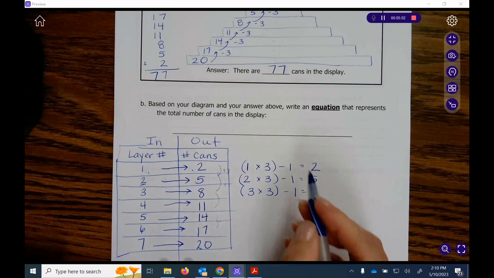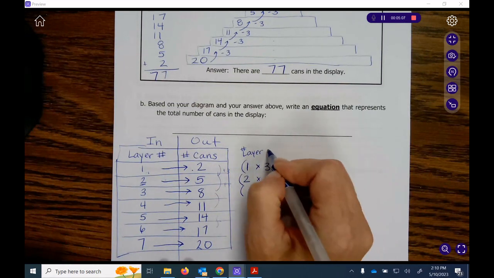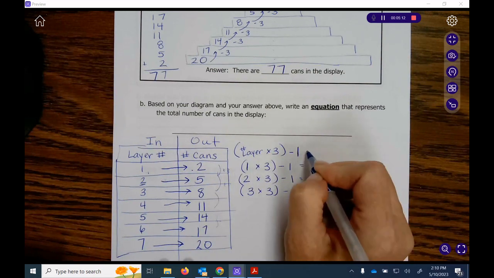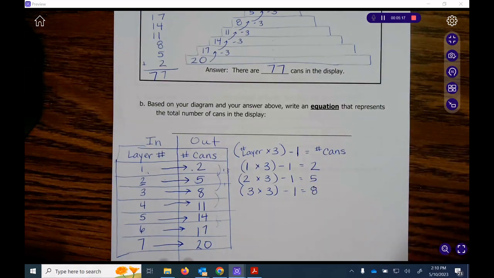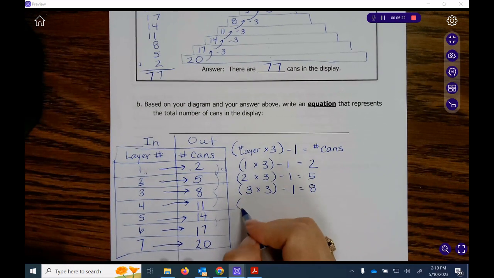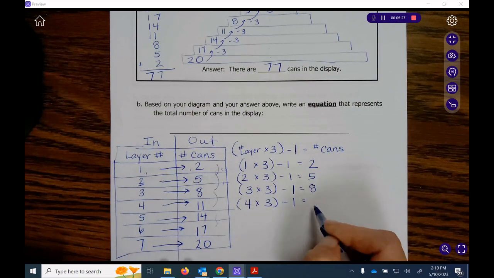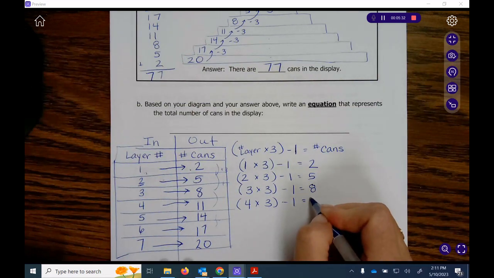So what am I doing here? I'm taking the number of the layer times 3, take away 1 equals the number of cans in that layer. Okay, so the layer number here is 4 times 3, take away 1 will give me the number of cans. So that's 12, take away 1 equals 11.